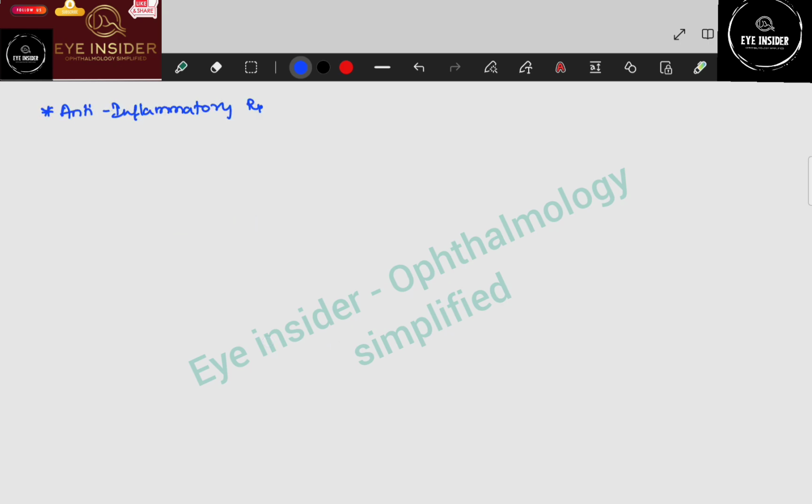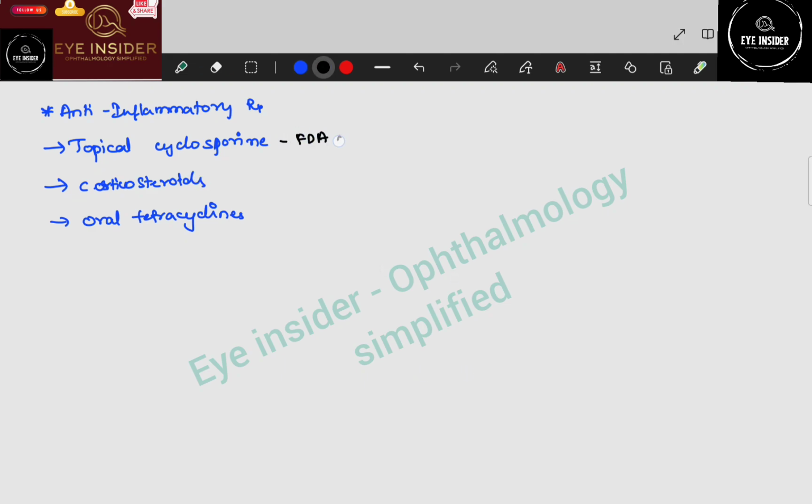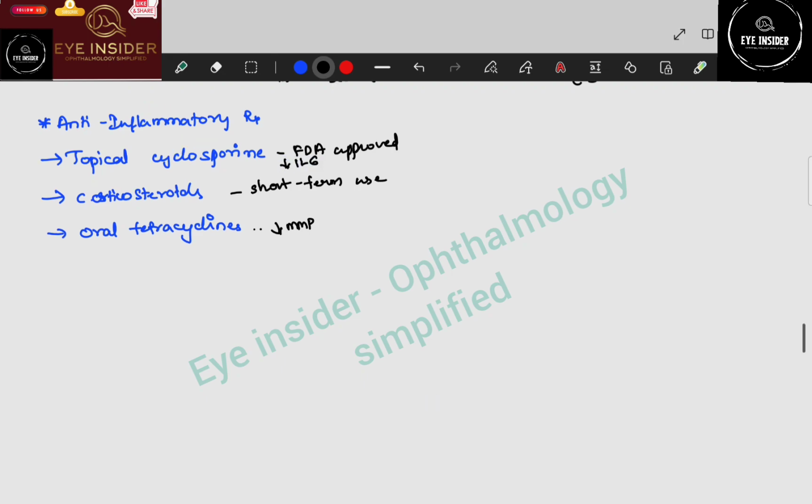Then we have treatments like anti-inflammatory treatment. For this we can use topical cyclosporine, corticosteroids, and oral tetracyclines. These are required in some of the other etiologies, not the common ones, where inflammation is the cause. So we have Stevens-Johnson syndrome, OCP and all, right? In those cases we require this type of treatment also.